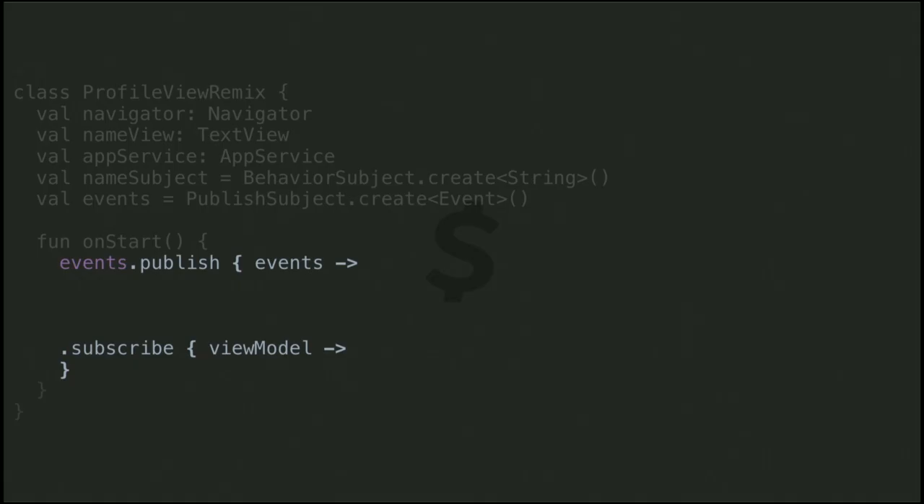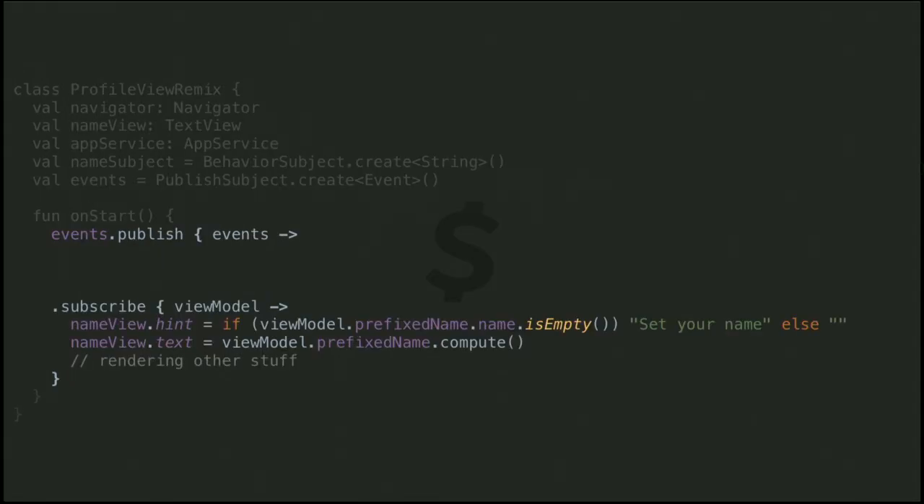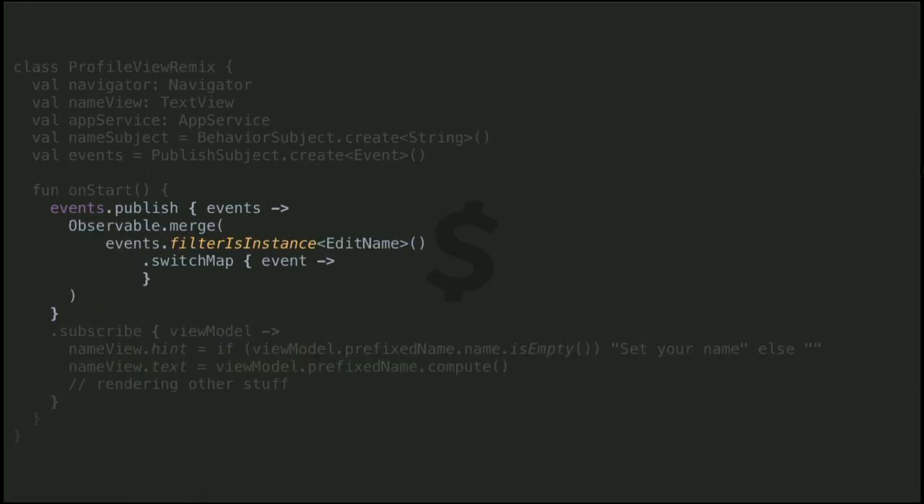And at the end, now we have view models. I want the view to use it to update itself. And that's the only place where we would write anything on the view. So we set the hint, the text, and the rest.